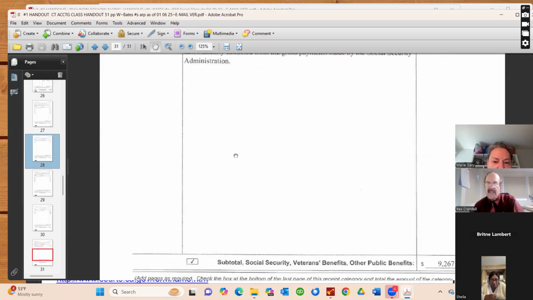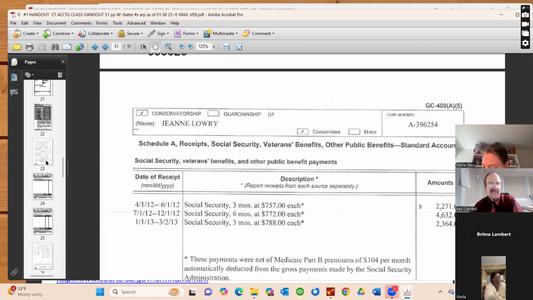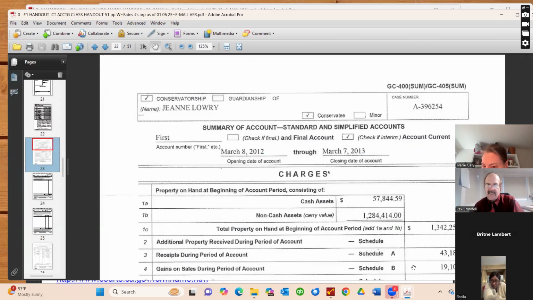Okay, if you will see, we are on the GC 400A series of forms. So that's income coming in, and then on the GC 400 sum, it's a subcomponent of line 3, receipts during period. Okay. And Social Security is just one of the components that comprise the 43,000.